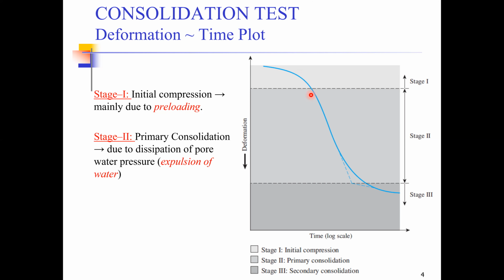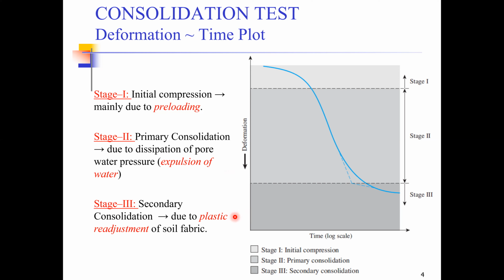Now, this second stage is what represents our primary consolidation or the main consolidation, and this is the phase in which the water expulsion from the soil takes place. And stage number three is basically the secondary consolidation, and this secondary consolidation is pretty much like the creep deformations in the soil. So this is the basics of the time versus deformation graph.